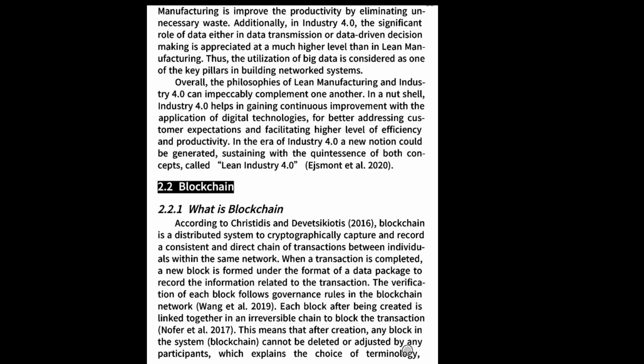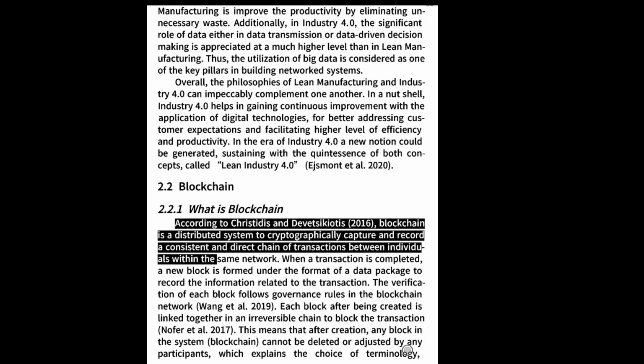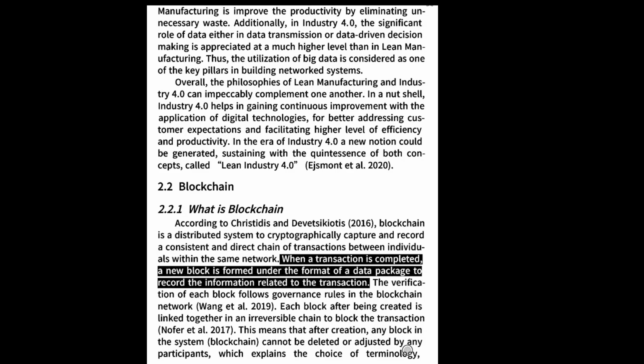2.2 Blockchain. 2.2.1 What is blockchain? According to Christidis and Devetsikiotis (2016), blockchain is a distributed system to cryptographically capture and record a consistent and direct chain of transactions between individuals within the same network. When a transaction is completed, a new block is formed in the format of a data package to record the information related to the transaction.